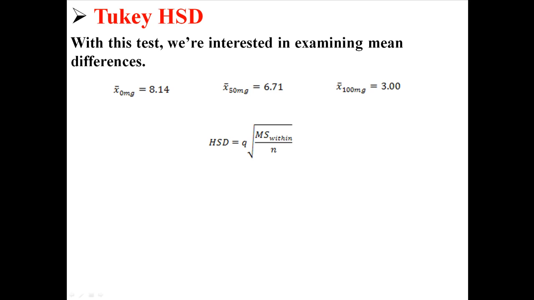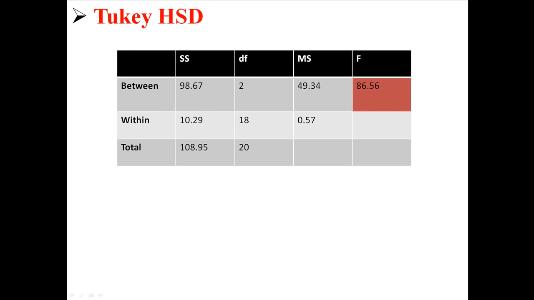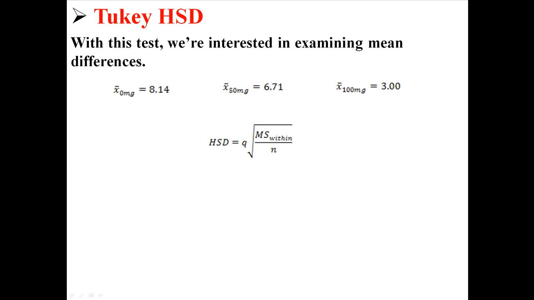So now we're just going to deal with these three means, and we're going to calculate this Tukey HSD statistic using MS within from the table before, N, and this new statistic, Q. So here's our table. We're going to use our MS within. Just put that right in there, 0.57. And N was 7 because we had 7 people in each of our groups. That's stuff that we already know. We just need to find Q now.